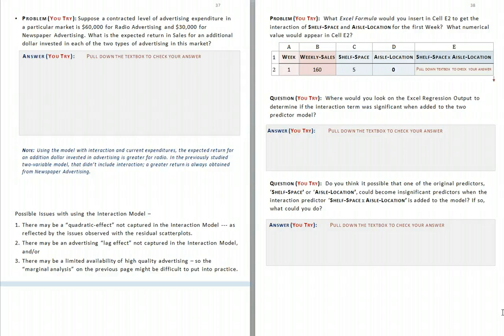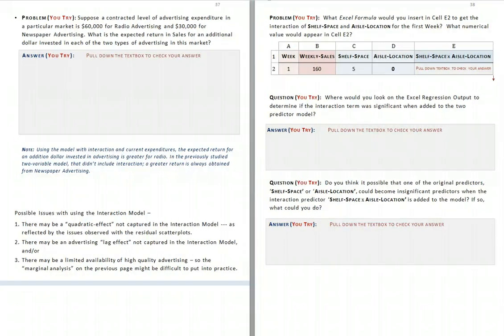In this U-try problem on the next page, you're asked to use the derivative expressions in a specific situation to determine the increase in sales for an additional dollar invested in each form of advertising. On the final page of this module, you are asked to complete 3 U-try problems or questions that will set up one of the problems on homework 5. This will complete this screencast.